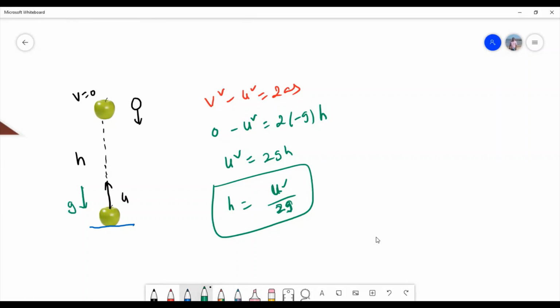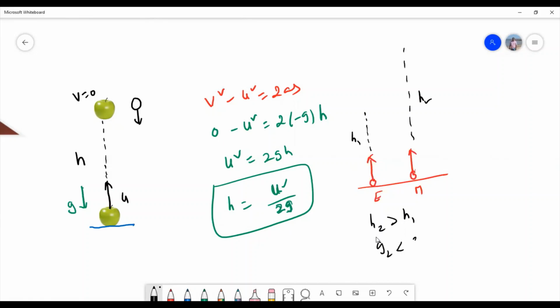So if I project a body with the same velocity on Earth and on Moon, suppose this is Earth and this is Moon, what happens? When compared to Earth, the height reached by the body on Moon will be greater. H2 is greater than H1 because g2 is less than g1. So the lesser the gravity, the more height a body can reach on projecting with the same velocity.